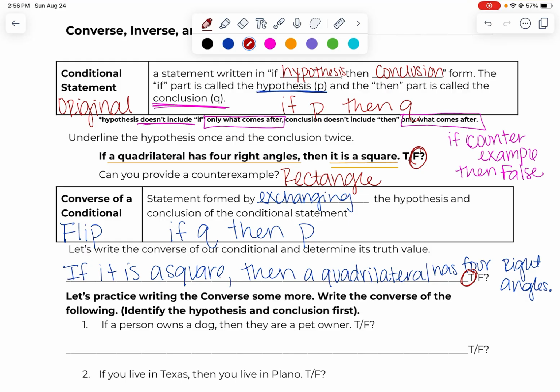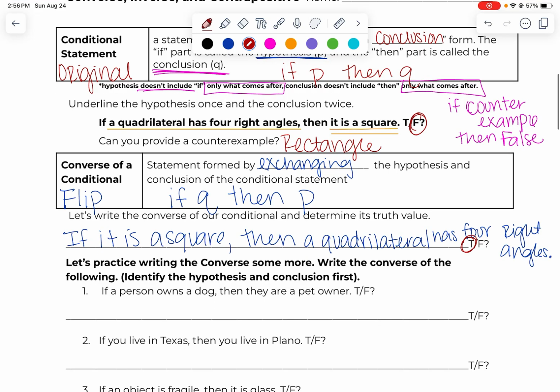So let's practice writing the converse some more. Write the converse of the following. Identify the hypothesis and conclusion first. So if a person owns a dog, they are a pet owner. So I'm going to do the same thing I did earlier. Underline the hypothesis once, a person owns a dog, and then underline the conclusion twice. They are a pet owner. Is this statement true or is this statement false? This statement is true.